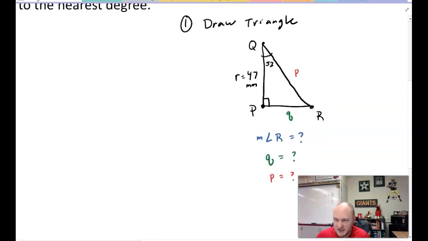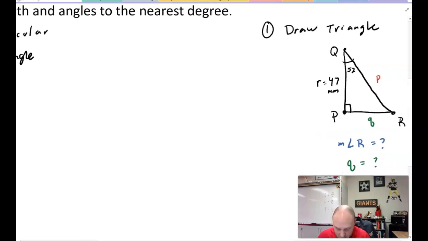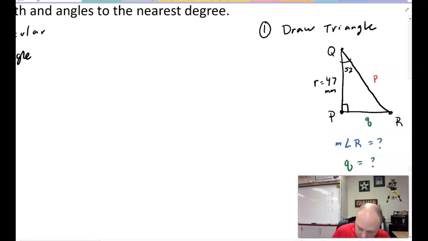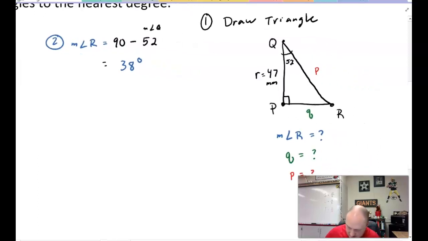Let's solve these. I listed these in order because the first thing I want to do is find angle R. Now, why do I want to find the measurement of angle R? Well, I am given angle Q, which is 52 degrees. So if I subtract 52 from 90, this is the measurement of angle Q, I can get the measurement of angle R, which gives us 38 degrees. So this is 38 degrees, and I'll place that here.